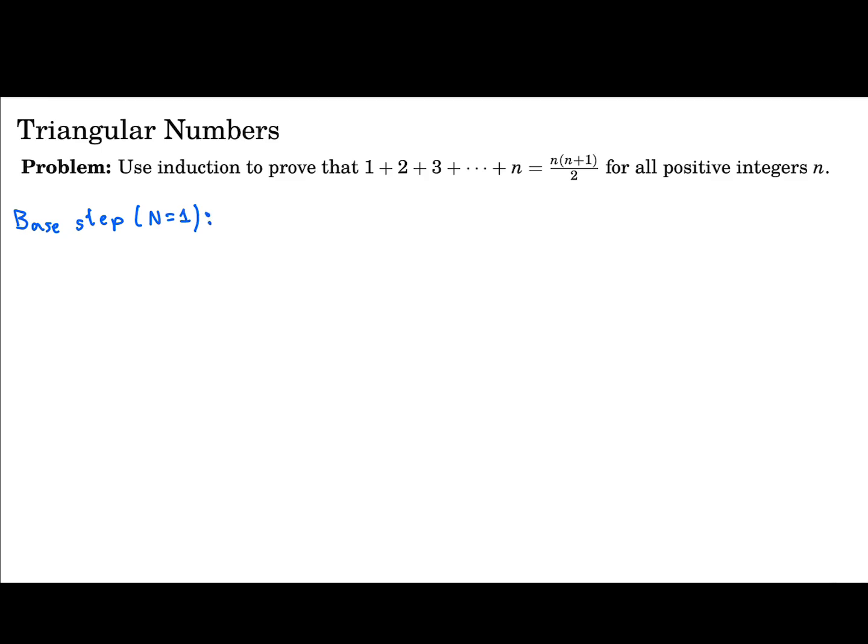So for n equal to 1, the left hand side is going to be equal to 1, because the sum of the first n integers is just going to be 1. And then the right hand side is going to be 1 times 1 plus 1 over 2. And this is just equal to 2 over 2, which is 1. So it's true. It holds for the base case. So the formula is true for n equal to 1.